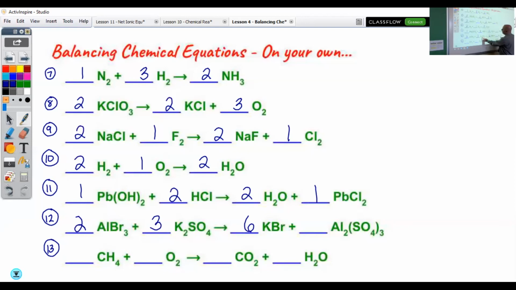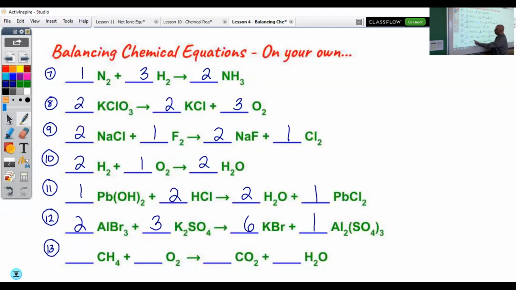Finally, I have 3 sulfates. Sulfate appears the same way on both sides. On the left side, once I stuck the 3 there, I now have 3 sulfates. On the right side, I have 3 sulfates. So I can go ahead and put a 1 here.